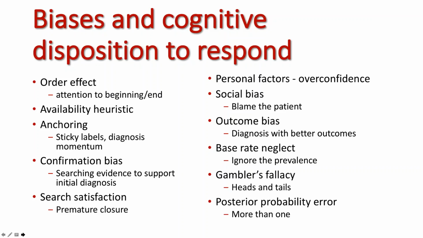Now there is a confirmation bias also, because we have already in our head made an initial diagnosis and we are trying to search evidence to support that diagnosis. And sometimes we may reach a search satisfaction and prematurely close the diagnosis. An example of this is in a transplant patient who comes to you with fever and evidence of infection. If you find one infection, we close our diagnosis without realizing that a transplant patient can have more than one infection as well.